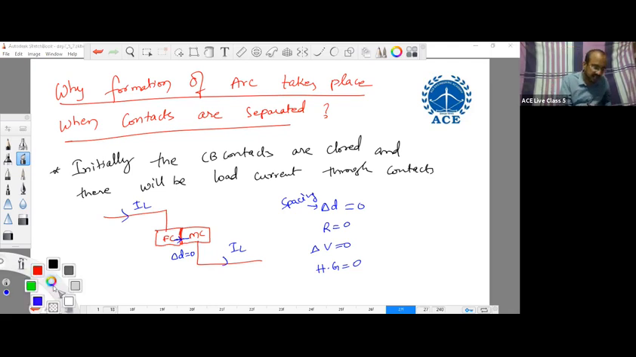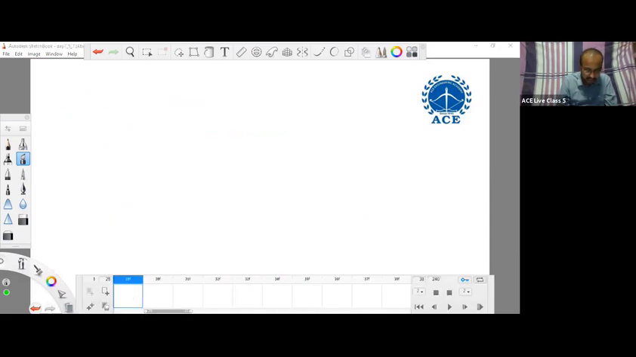Now, when a short circuit fault takes place, what happens? The relay senses the fault, and it initiates the action of the circuit breaker. Understand my point? Now let us see what happens when the circuit breaker contacts get separated.